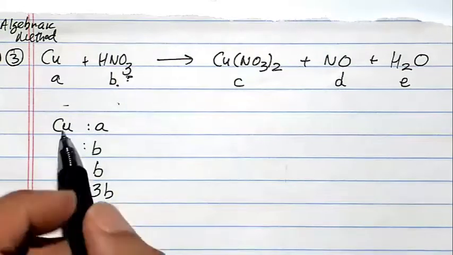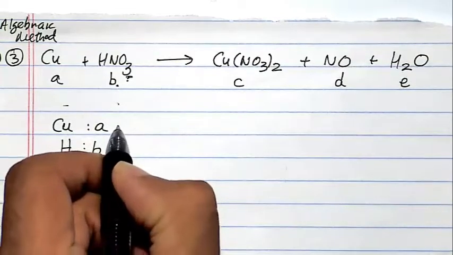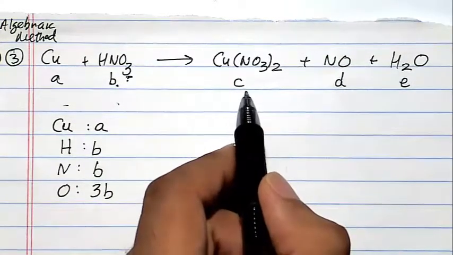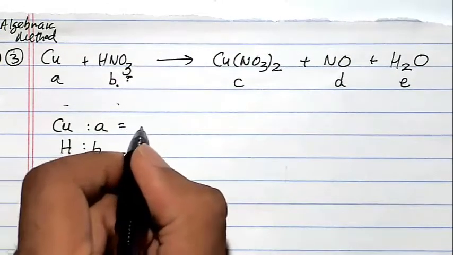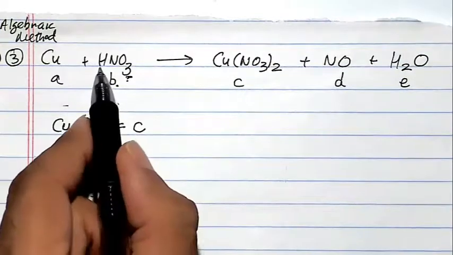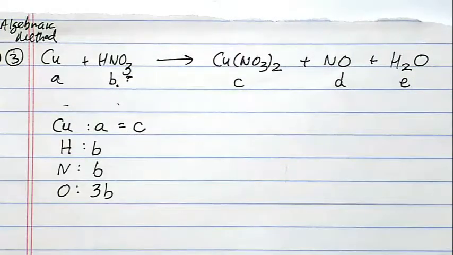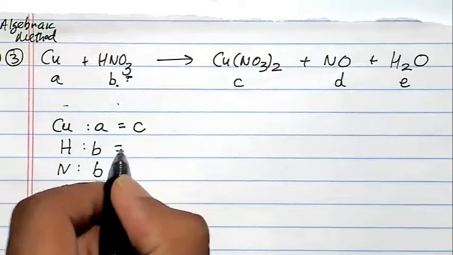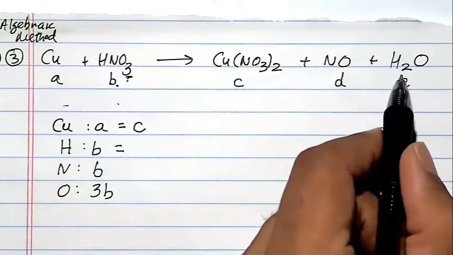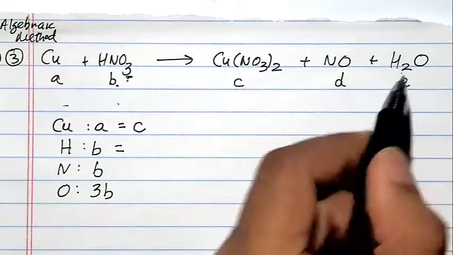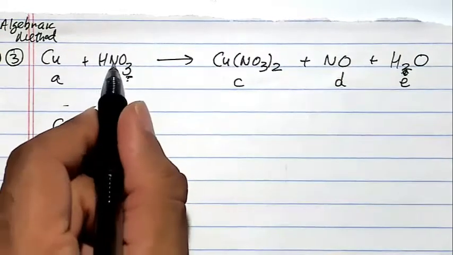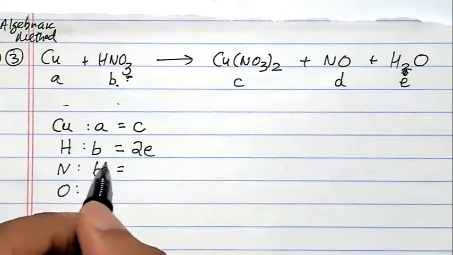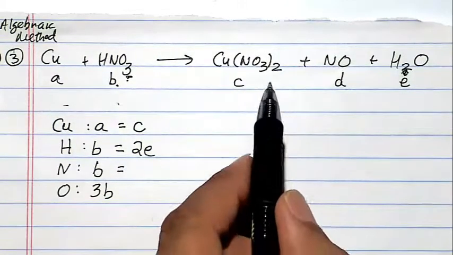So now let's go to copper again. I have A. Where is copper in my product side? It's here. So what is copper here? It is also C. What about hydrogen? Hydrogen was B on my reactant side. What is it on my product side? It's going to have to equal E, but how many hydrogens do I have? I have 2 hydrogens, so it's actually going to equal 2E, okay? 2E. Nitrogen, I have 1 nitrogen, B, on my reactant side.